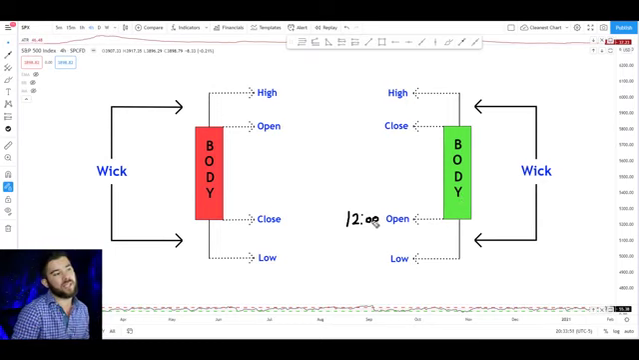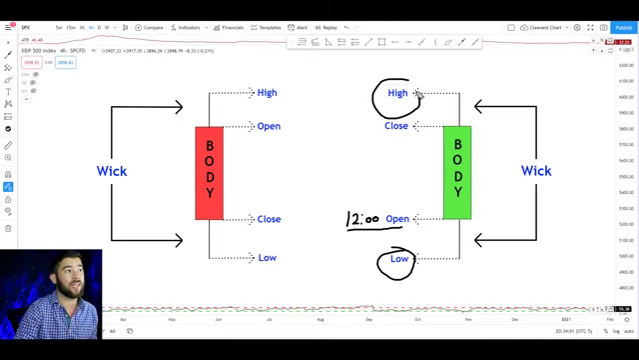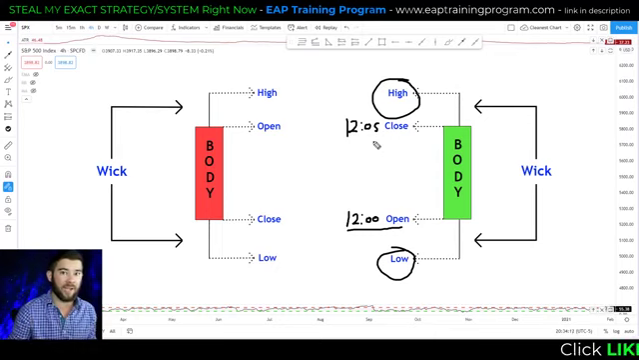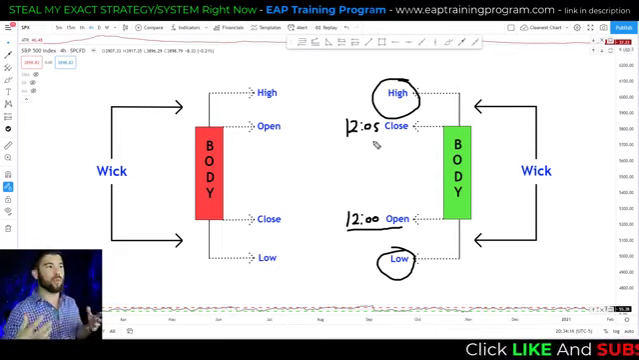What this candle would represent is the open of a candle at 12 o'clock. The low would be the lowest point price got to during a 5-minute period. The high would be the highest point price got to during a 5-minute period. And our close would happen at 12:05. And that would be the ending price during a 5-minute period. So that is a green candle.